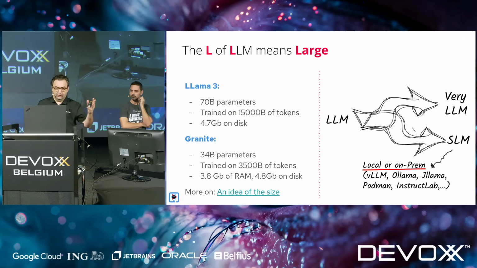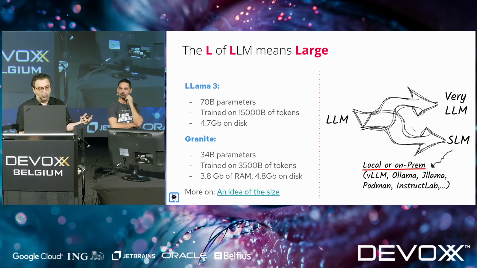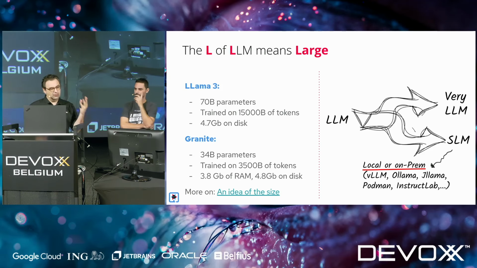Granite, which is an open source model that we're using a lot at Red Hat, is 34 billion parameters. I think now we have a 70 billion, but it was trained on a smaller corpus of text, and it's 4.8 gigabytes on disk, but also 3.8 gigabytes of RAM. So if you have a really old computer, that's not a problem.